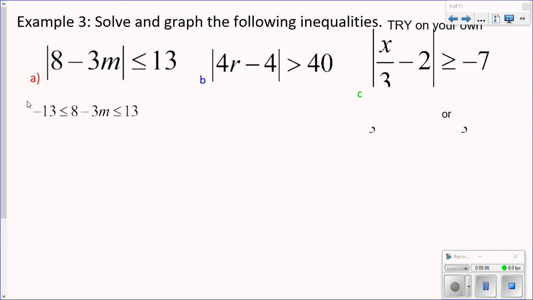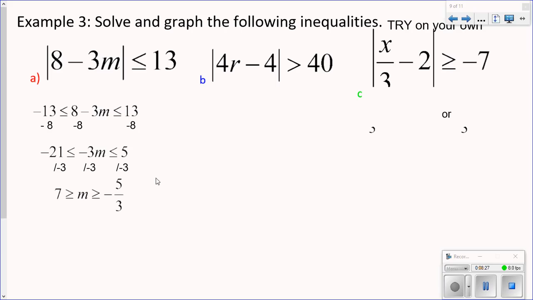Or you can write with the word and in between. It's fine. But when it's smushed together, I just go ahead and work on all three sides. So first I subtract 8 from both sides. I get negative 3m is compared to negative 21 and 5. So I go ahead and divide everything by negative 3. Now, by dividing everything, I flip my sign.